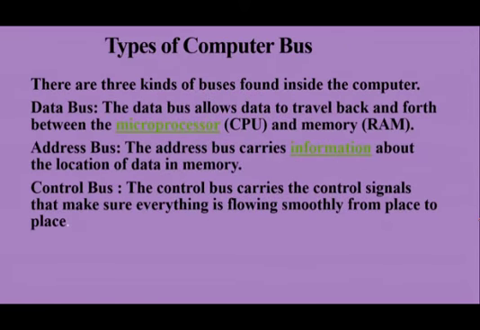Types of computer bus. There are three kinds of buses found inside the computer. Number one, data bus. The data bus allows data to travel back and forth between the microprocessor, means CPU, and memory, means RAM. Number two, address bus. The address bus carries information about the location of data in memory. And number three, control bus. The control bus carries the control signals that make sure everything is flowing smoothly from place to place.